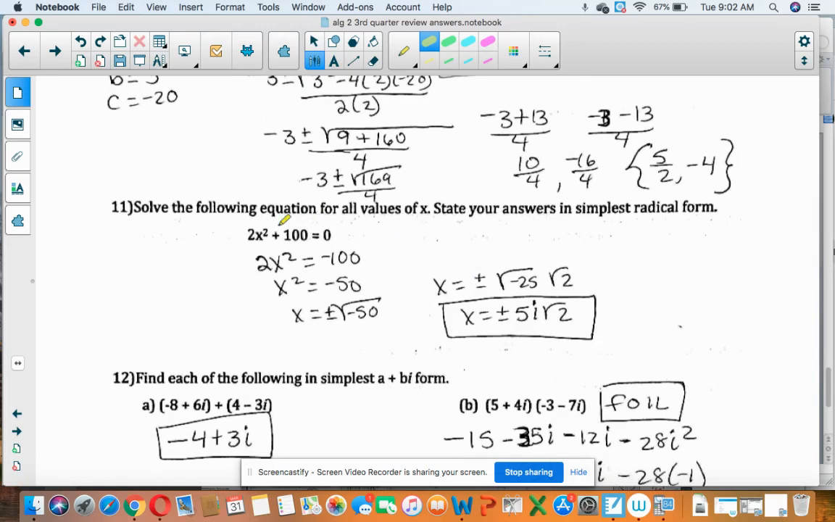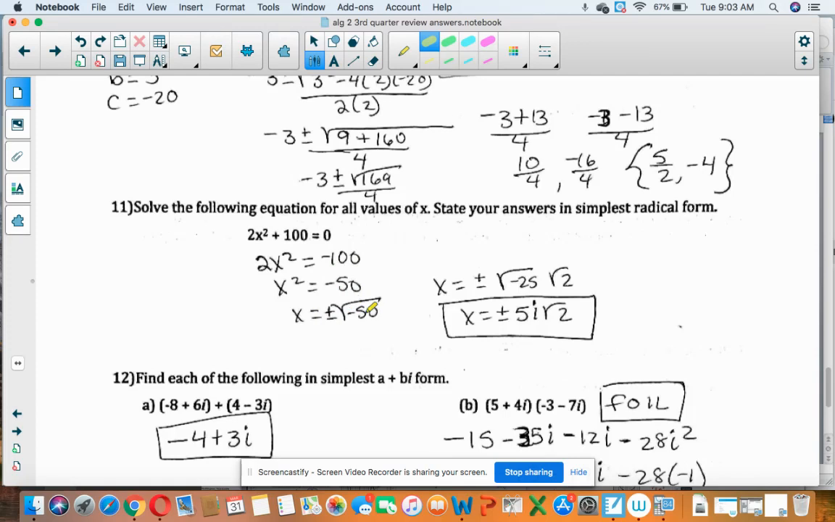On 11, I'm going to solve this. So I subtract 100 and bring it over to the right. I want to get this x squared by itself, so I divide both sides by 2, and I got negative 50. The way to solve this is to take the square root. So the square root of x squared is x. The square root of negative 50 is plus or minus the square root of negative 50.